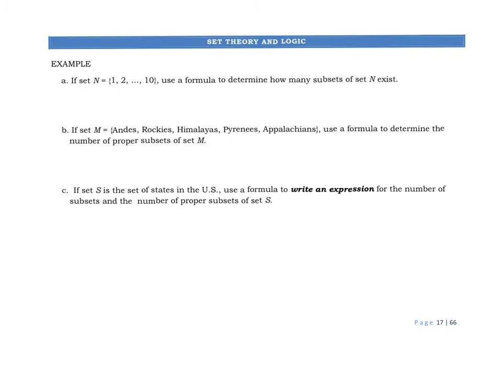Example A, if set n has elements 1, 2 through 10, so that looks like that's 10 elements in set n. Use a formula to determine how many subsets of each set n exist. So that would be 2 to the 10th power. So I will put that in my calculator. And I get 1,024.